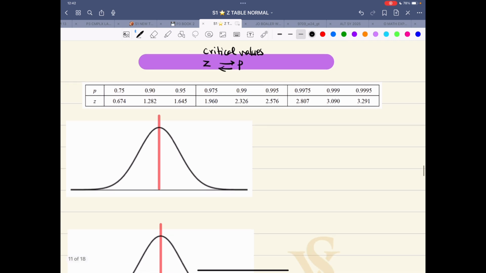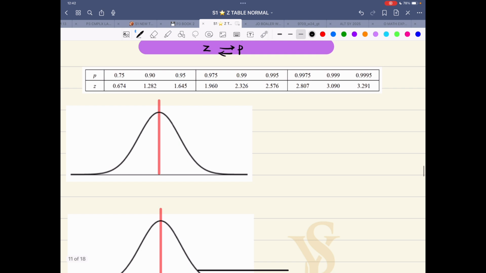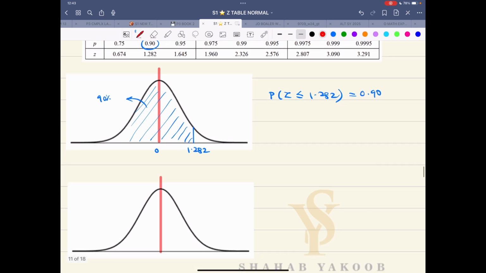So for example, if I choose this value of 90% probability, the corresponding Z value is 1.282. This is 1.282. This is 0. And this area under the graph, that is the probability. That is how much? That is 90%. That means probability Z less than or equal to 1.282 is 90%. Now think for a second. How much is this area?